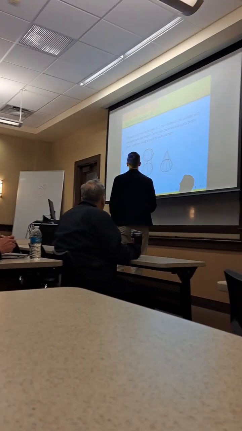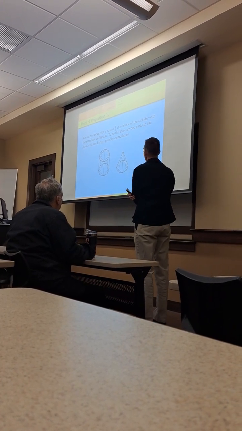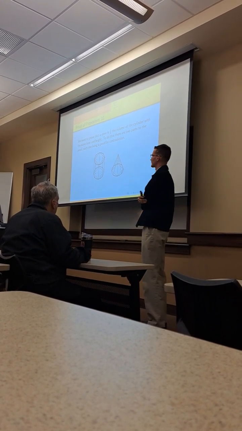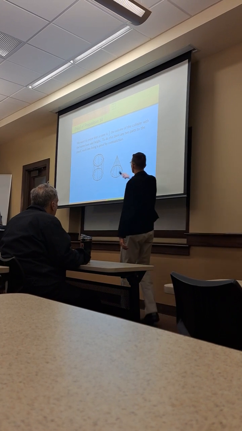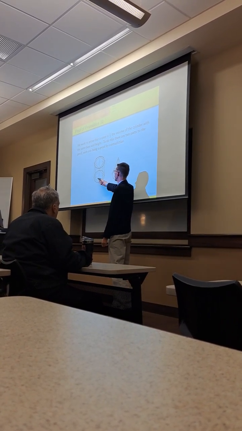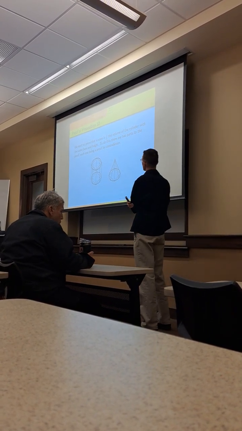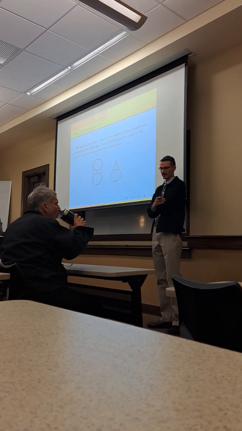So now we're at the proof of Proposition 10. So this is fun. What we want to prove in Proposition 10 is that the cone is one third the volume of a cylinder with the same base and the same height. And to do this, we're going to use two proofs by contradiction.